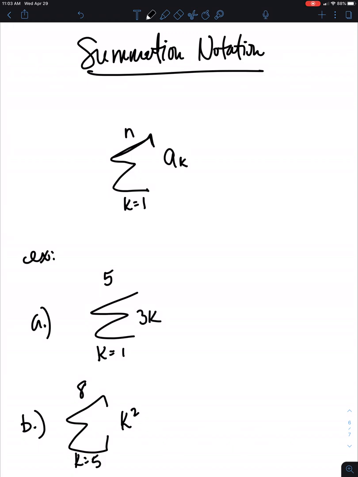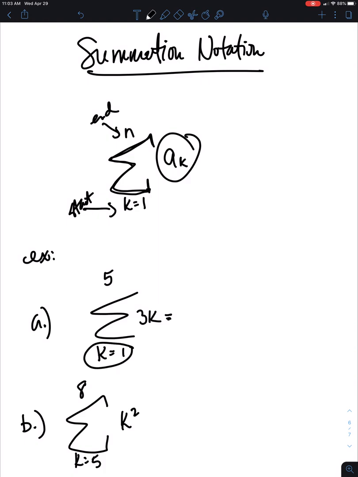It's a big Greek letter that looks like an E. This is where you start, and this is where you end. This is the number you end, and this is your formula that you follow. So for example, I'll show you real quick. I have 3K down here, so I'm going to start with K equals 1.